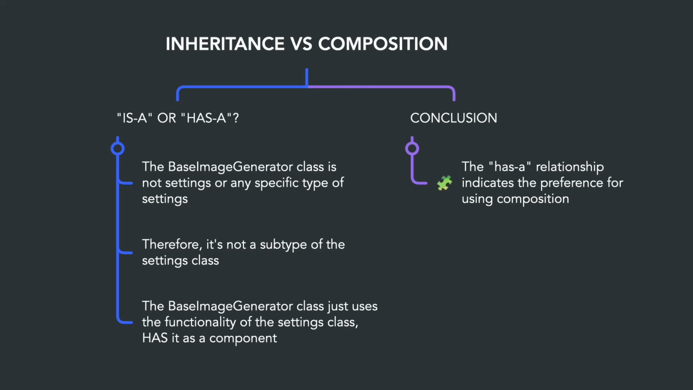What relationship exists between the classes? In our case, the base image generator class is not settings or any specific type of settings, therefore it's not a subtype of the settings class. It simply uses its functionality. Thus, the "has a" relationship indicates the preference for using composition.